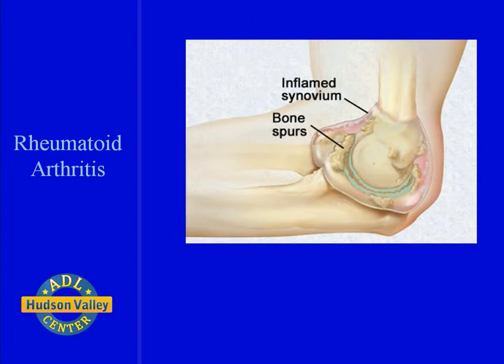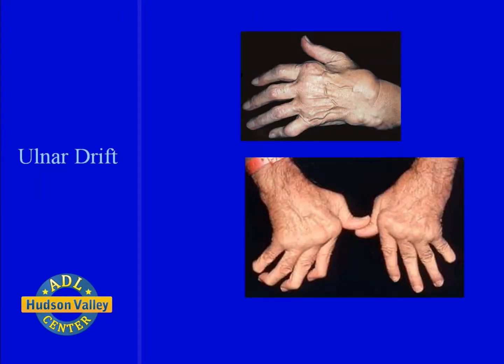Joint inflammation may be accompanied by fever, weight loss, and fatigue. People with rheumatoid arthritis may present with rheumatoid nodules, which are inflamed knots or bumps that appear over pressure areas such as the elbow. Another common deformity of the hands is known as ulnar drift.